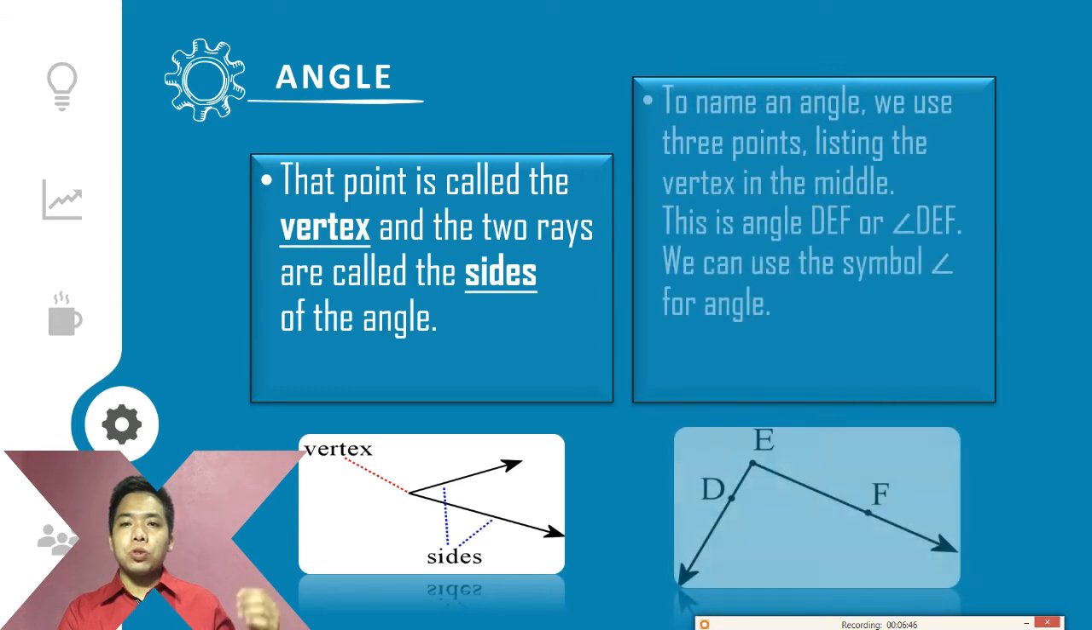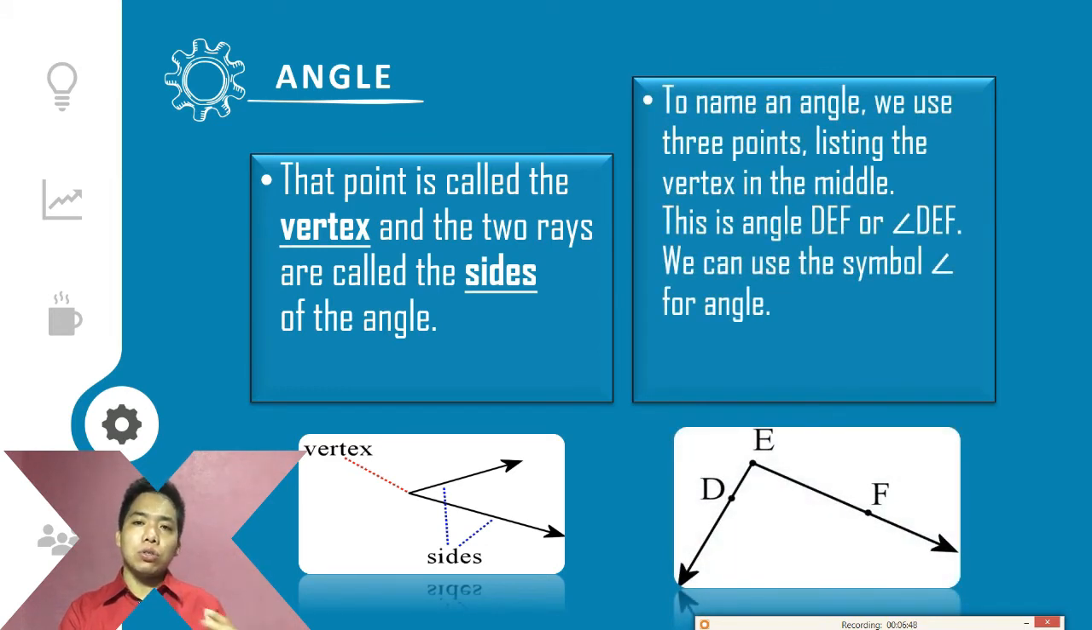To name an angle, we use 3 points, listing the vertex in the middle. The vertex must be in the middle. In this case, we'll name it angle DEF, or we can also name an angle through its vertex alone. In this case, we can also name it angle E.